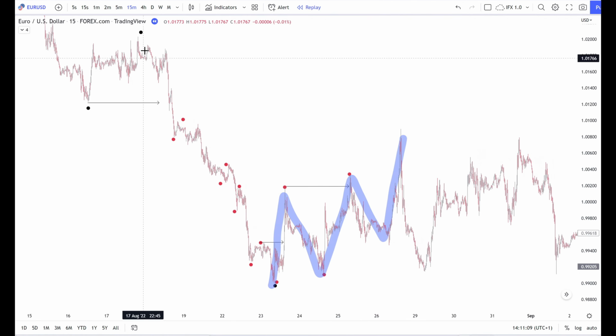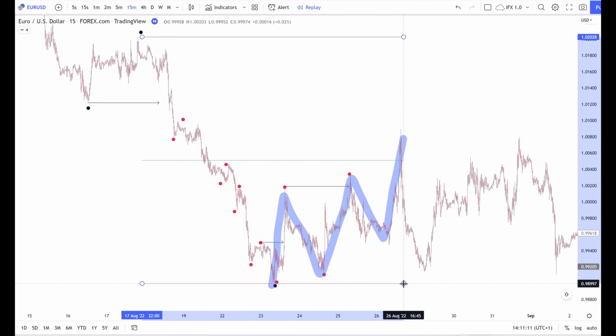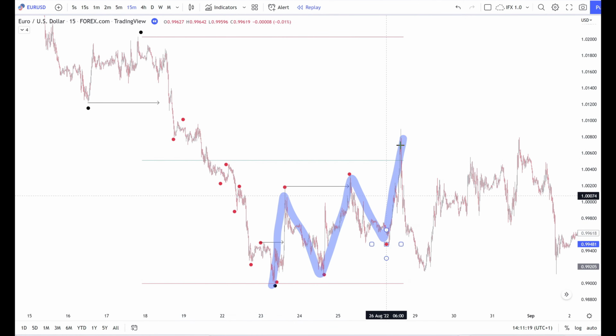If I just draw the 50% tool, look where we come into. We come into the 50%. Albeit we've now got another break of internal structure, internal structure is not the be all and end all. We have to put the story together. Swing structure trumps all.